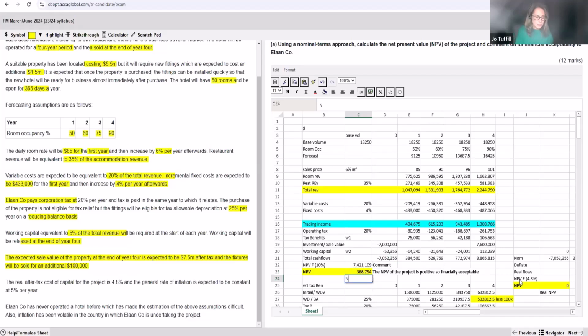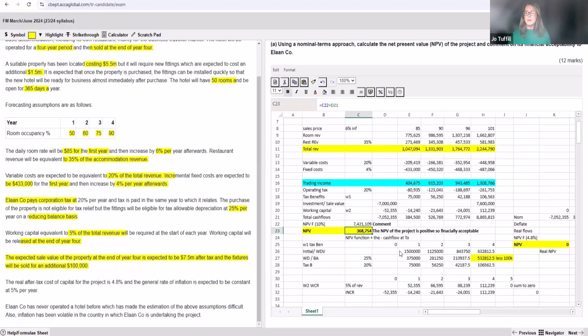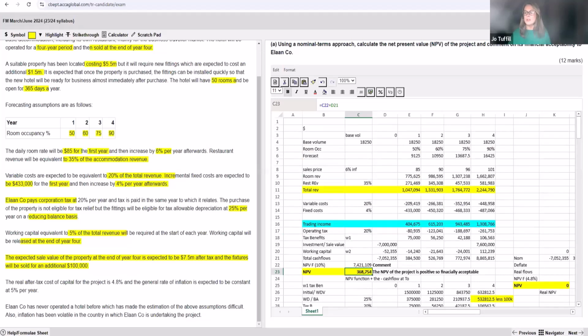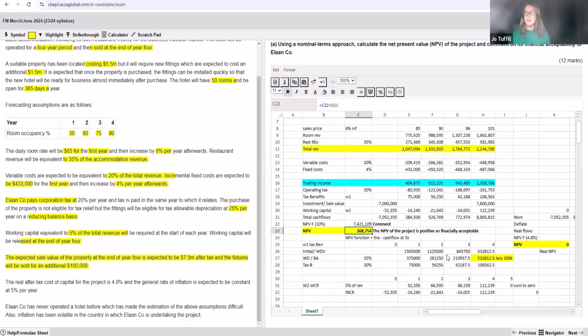So it's the net present value function, just so you've got it, plus the negative cash flows at time 0. So that's how you know what that is. And so our net present value is 368,754. Don't forget, it said comment on the financial acceptability. So I've written a comment next to it, labeled it comment. The net present value of the project is positive, so financially acceptable.